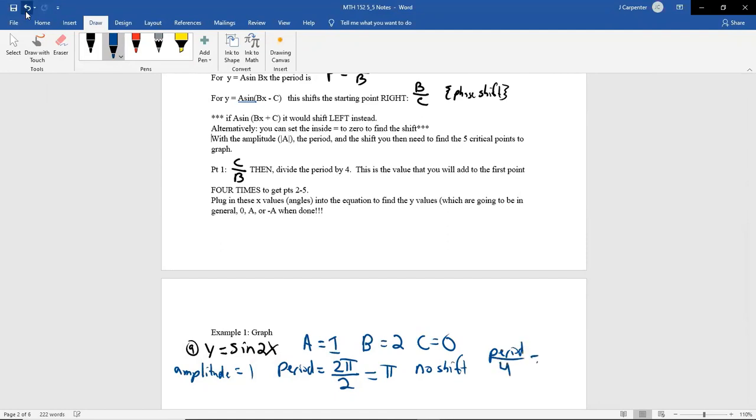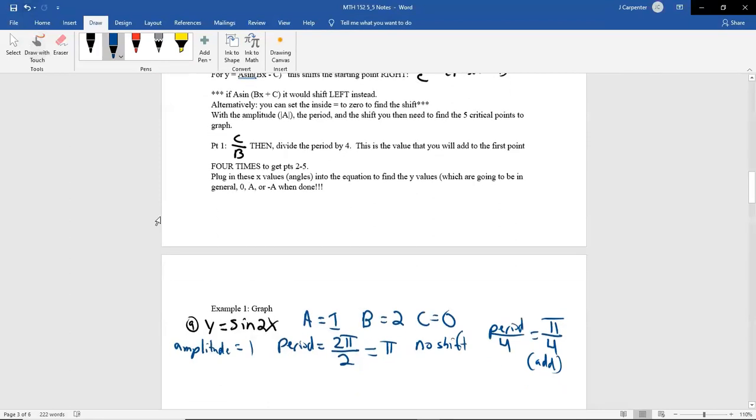The period divided by 4 is equal to, well, the period was pi, not 2 pi, it's pi, and then divided by 4. This is what you add to get point 2, 3, 4, and 5. So we start at 0, then we'll add pi over 4. Then we'll do it again, then we'll do it again, and then we'll do it again. And those results would be our 5 inputs, or 5 x values.